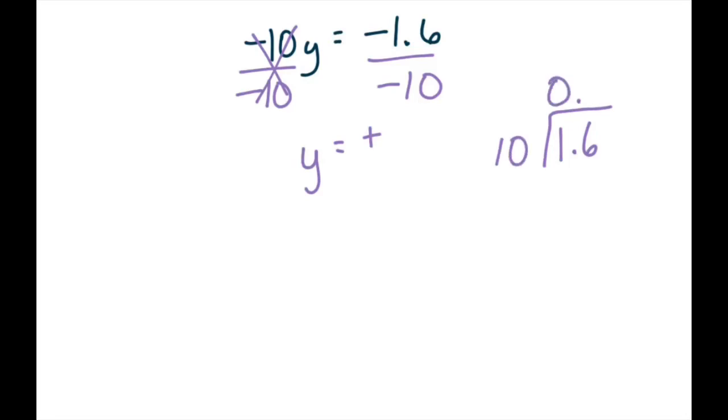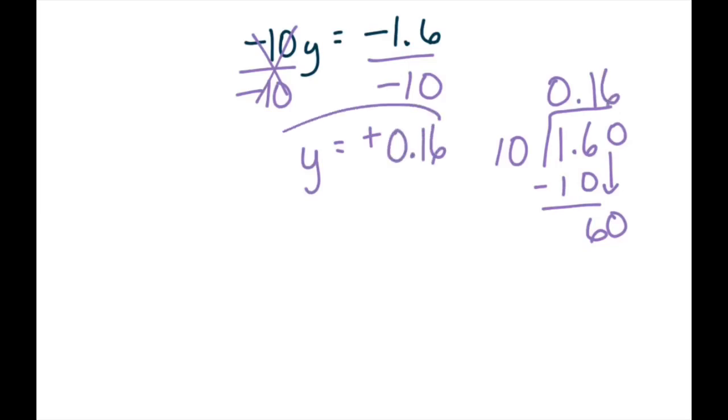10 will go into 16 one time. Gives us a remainder of 6. We're dealing with decimals, so we're going to bring down a 0. 10 will go into 60 6 times. So our final answer is positive 16 hundredths.